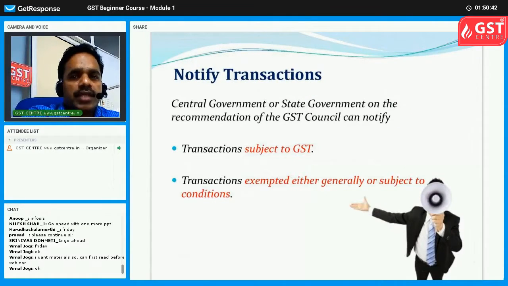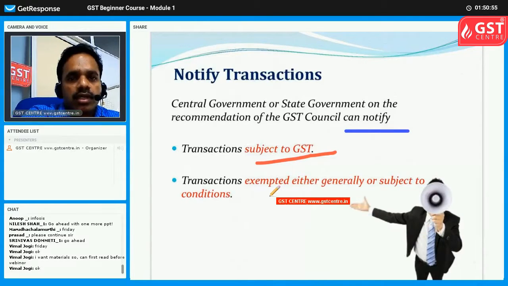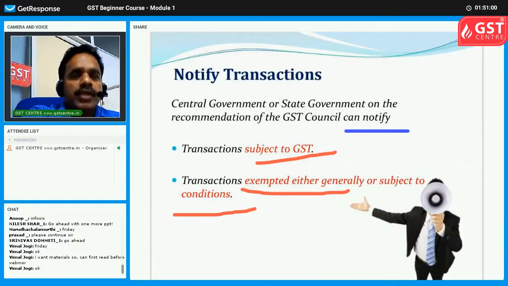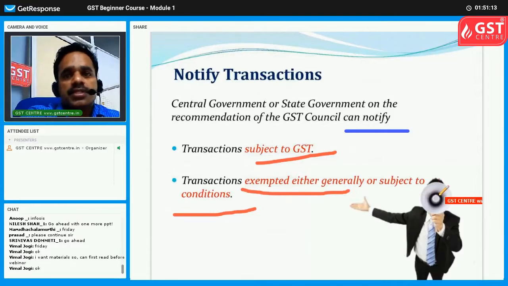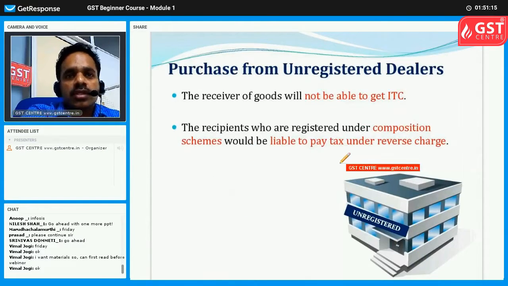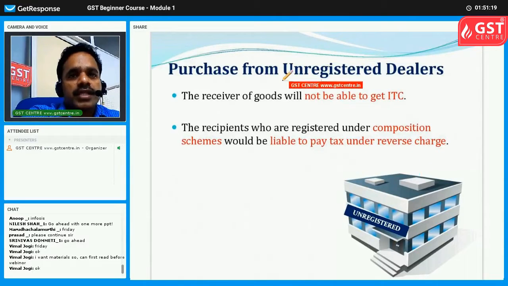Then notified transactions. The central government or state government, on the recommendation of the GST Council, we have already seen who the GST Council is, can notify the transactions which are liable to GST. The transactions exempted either generally or subject to conditions can also be specified. So the central government or state government, on the recommendation of the GST Council, can notify which transactions are subject to GST as well as which transactions are exempted from GST. That is notification.